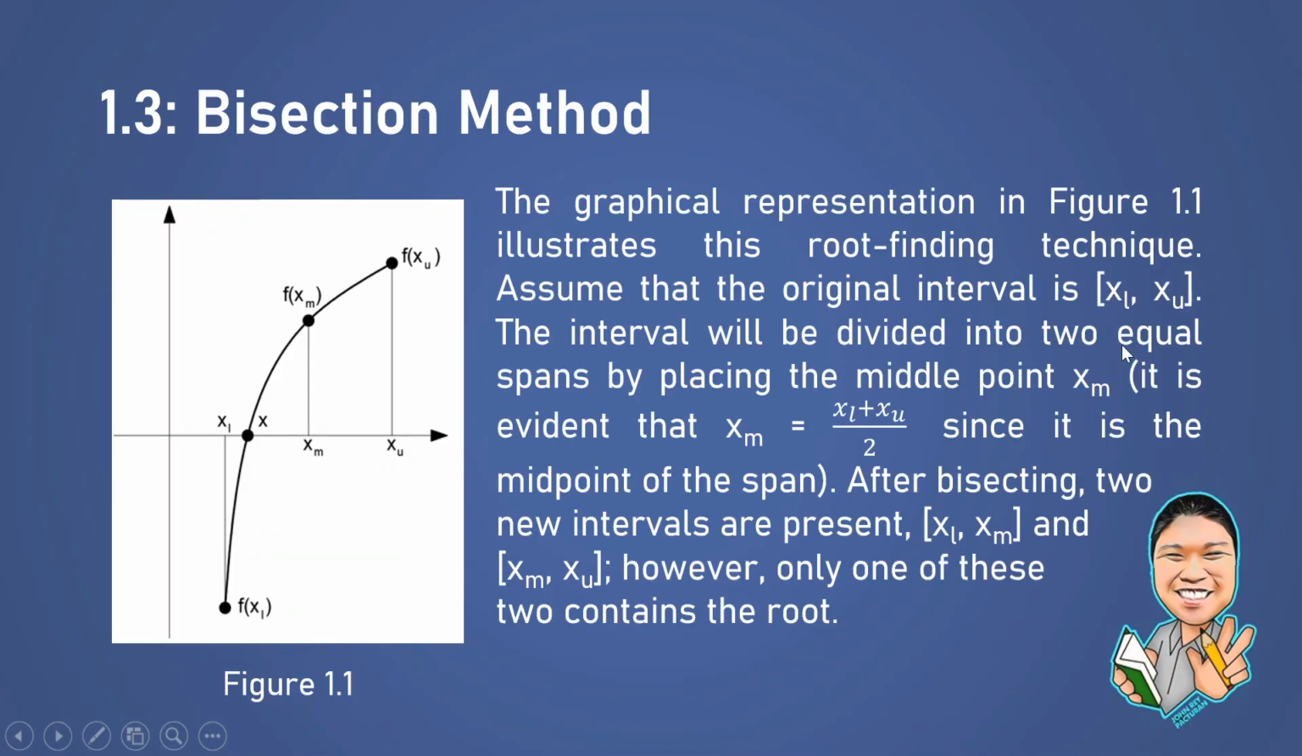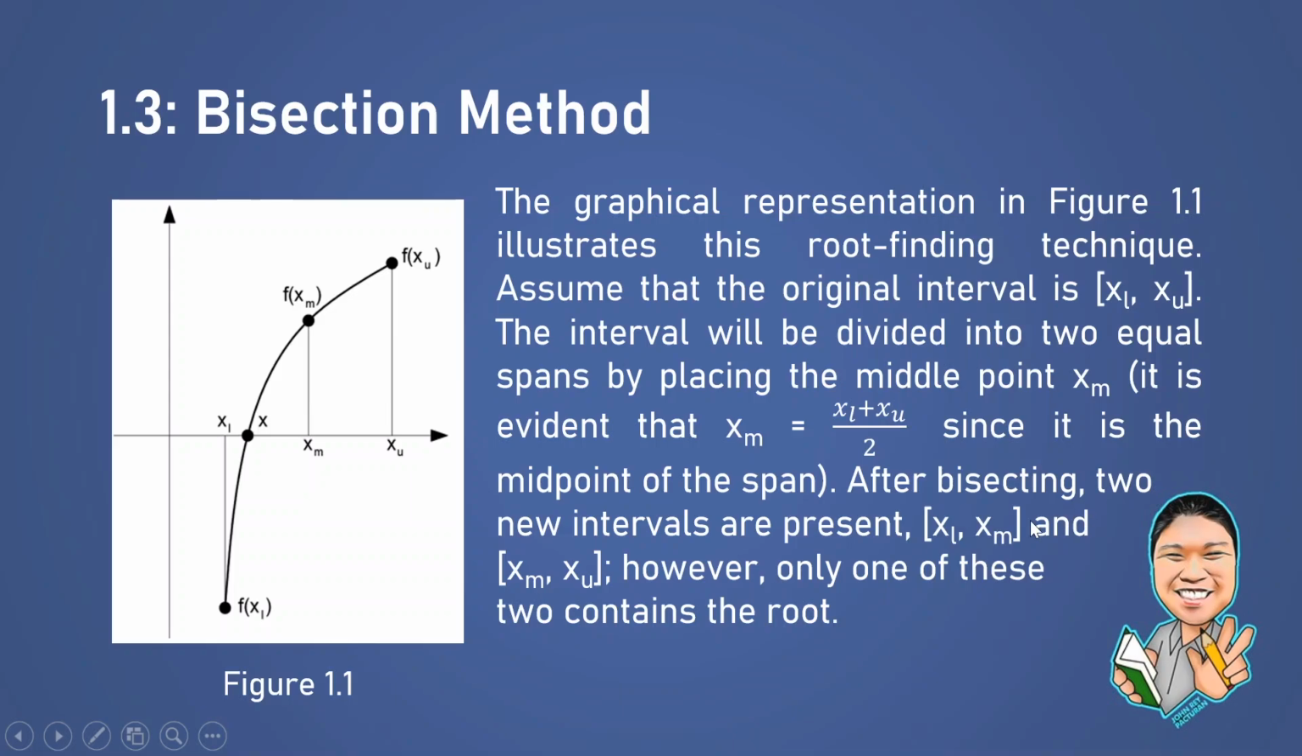So, the graphical representation shown in figure 1.1 illustrates this root finding technique. Assume that the original interval is yun na nga, xL, xU. The interval will be divided into two equal spans by placing the middle point xM. So it is evident that xM is equal to the average of xL and xU since it is the midpoint of the span. Ulitin ko, yung xM is literal na average. Kaya nga to tinawag na bisection kasi hahatiin mo literally into two equal intervals.